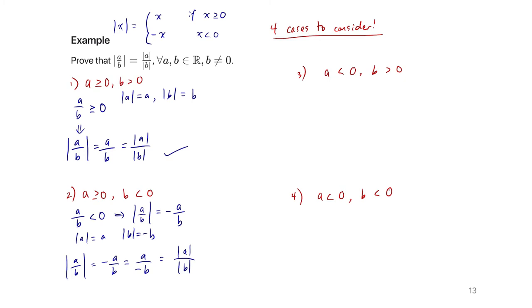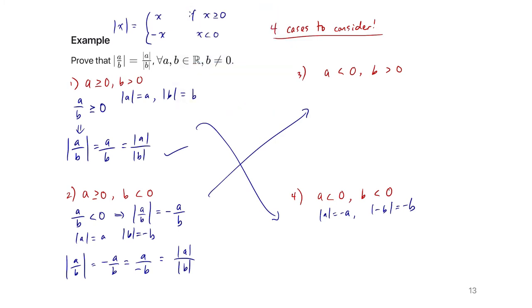No problem. And so the third case is actually very similar to the second, but we just tacked the minus sign onto the A instead of the B. And the fourth case ends up being very similar to the first, because if they're both negative, their quotient will be positive or non-negative. Here the absolute value of A is negative A, and the absolute value of B is negative B. So the logic ends up being very similar to the first case.